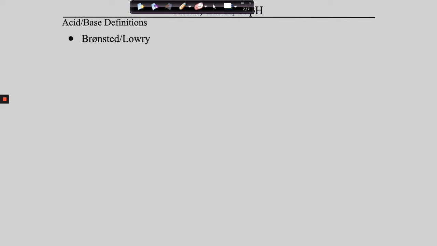And Bronsted and Lowry tackled this idea of how do we understand bases that don't contain OH. So here's what they did. They said, okay, what is an acid? Well, we're going to change the terminology a little bit. An acid is a proton donor. So acids give away protons.